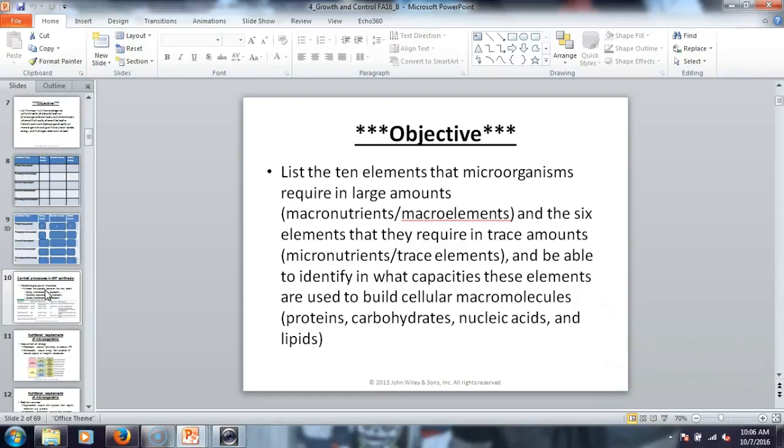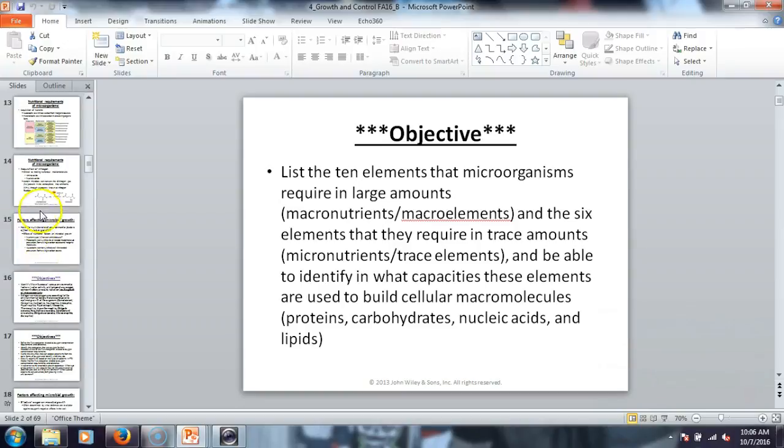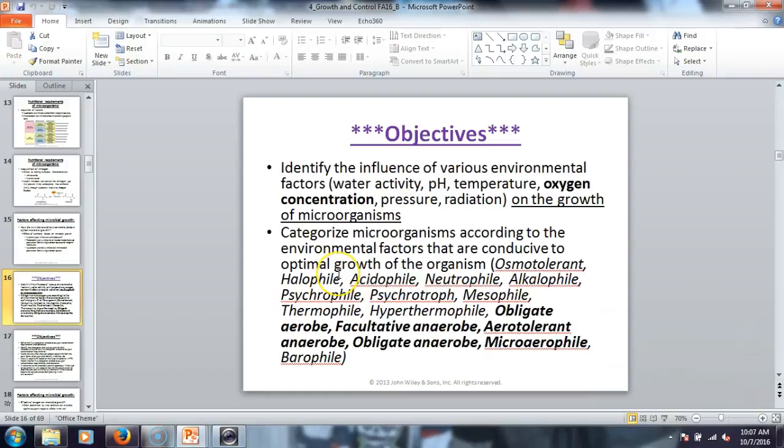So, let's see. Where were we? We talked about the different nutritional categories. You definitely need to know those and be able to work through them. So then I started to want to talk about oxygen requirements. So you'll notice on this one, as I said, oxygen concentration, right? We need to know how this influences growth. And you need to know these terms as it relates to oxygen tolerances. So I have a couple of tables and diagrams for this one to help you out.